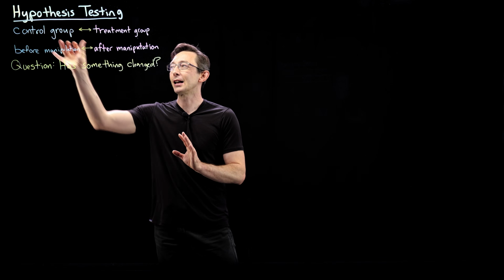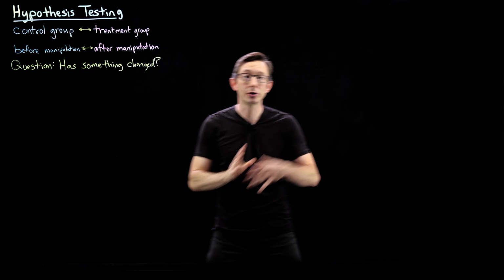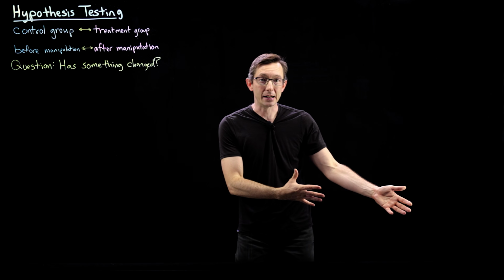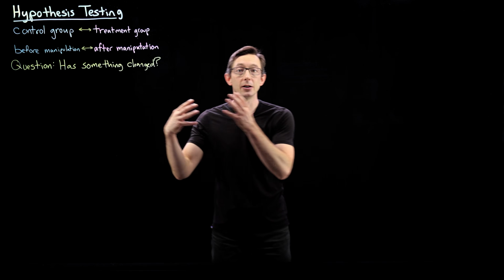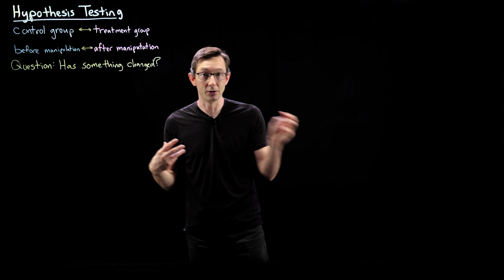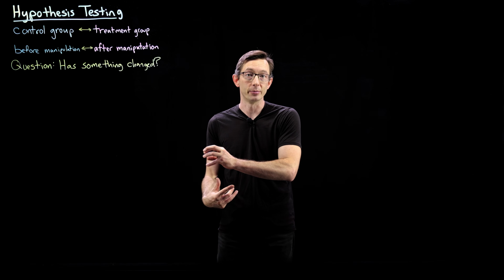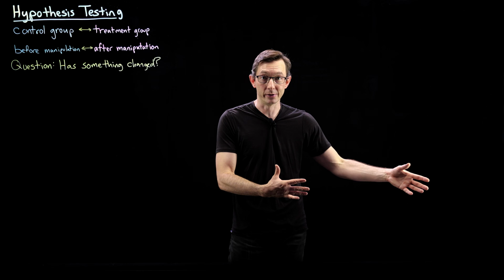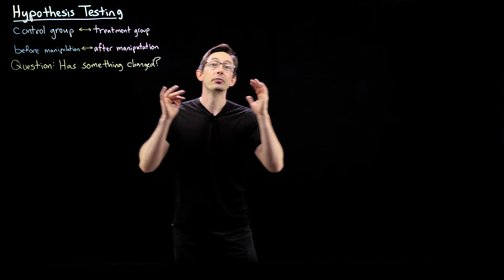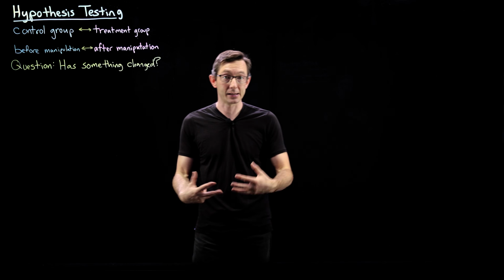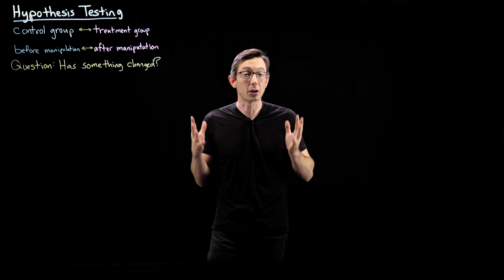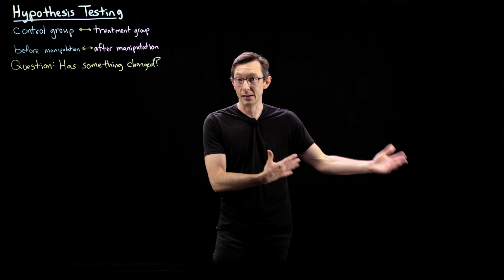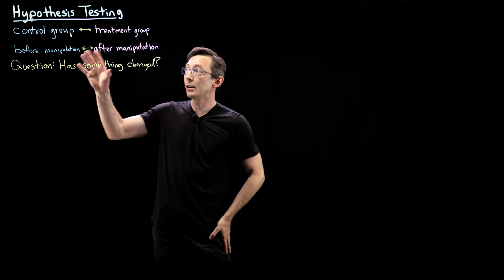Now, technically, it doesn't have to be before and after. I could just have a data set and ask a question. Is this a normally distributed data set? Do these random variables come from a normal distribution? Or is the data distributed as Poisson with lambda equals 10? Those are also hypotheses that I can test and give a statistical confidence of how likely that statement is to be true. Very, very powerful.